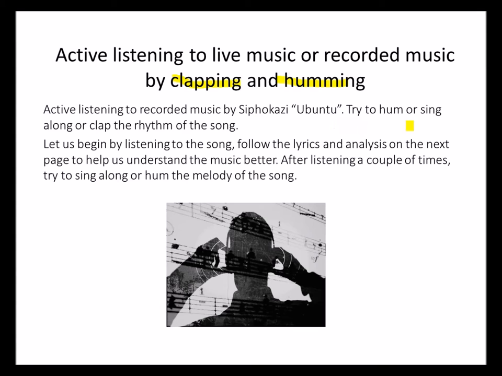Try to hum or sing along, or even clap the rhythm or the beat of the song. Let us begin by listening first to the song, then follow the lyrics and analysis on the next page to help us understand the music better so we can follow through clapping or humming. After listening a couple of times, try to sing along again, then clap or hum the melody.